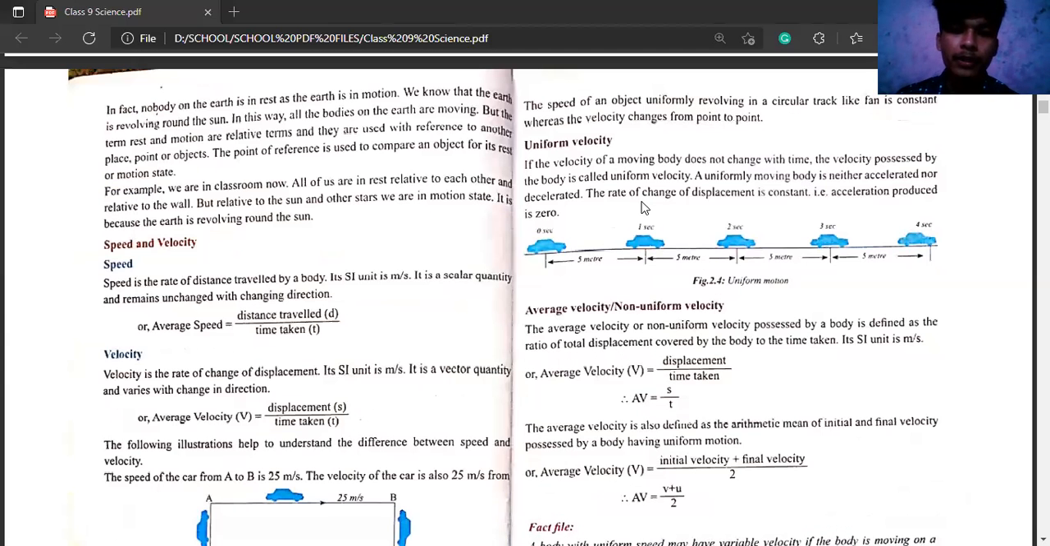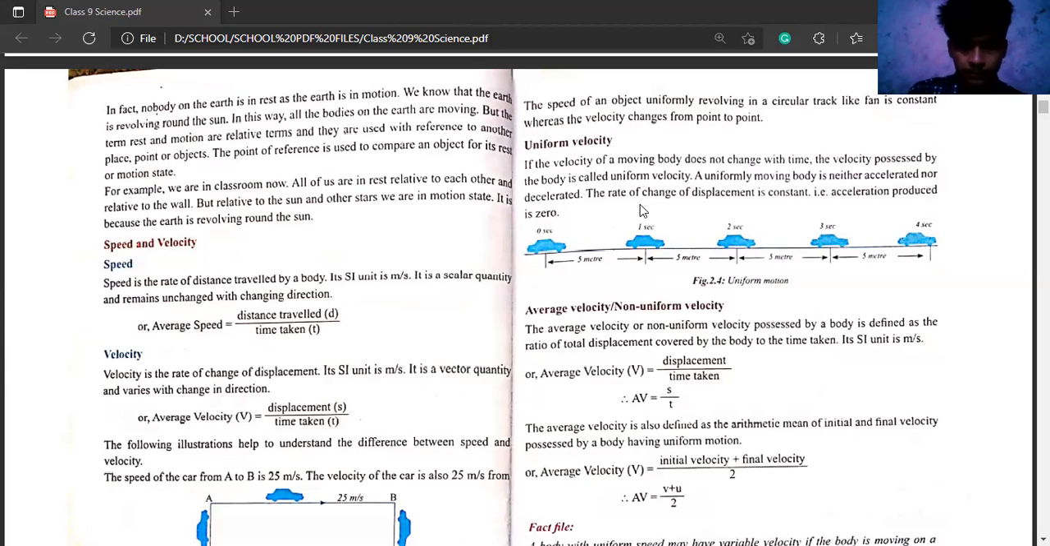We have got uniform velocity and non-uniform velocity. We'll learn about that. We have known about velocity. So uniform velocity means, by definition, if the velocity of a moving body does not change with time, the velocity possessed by the body is called uniform velocity. I would call that body as having uniform velocity.